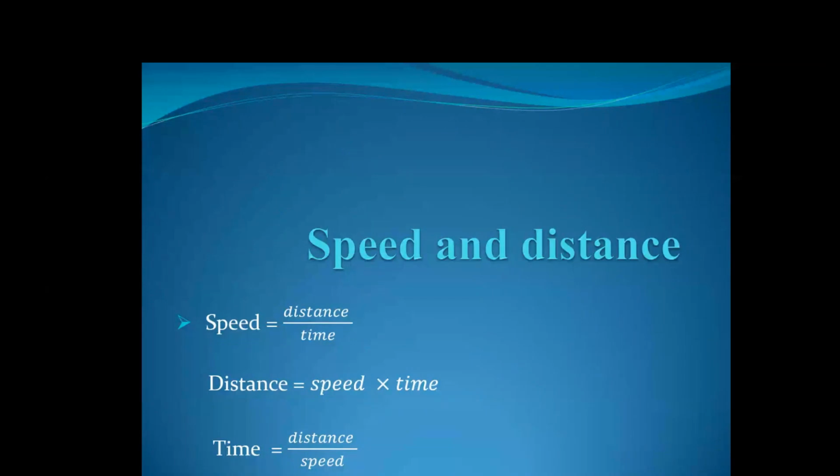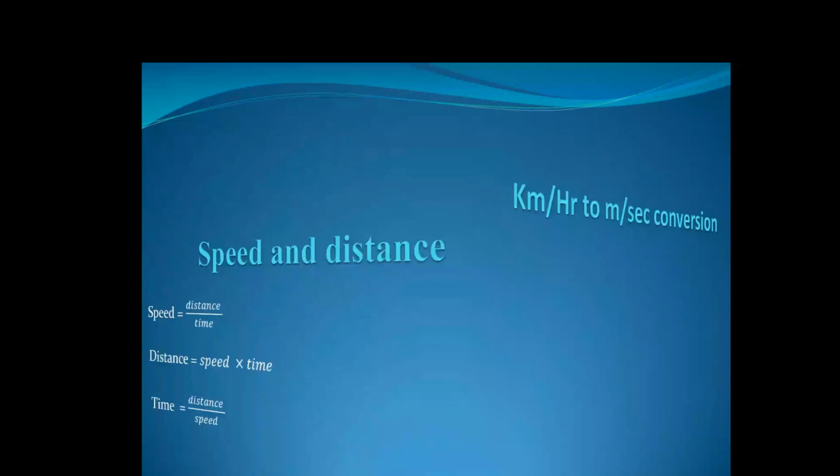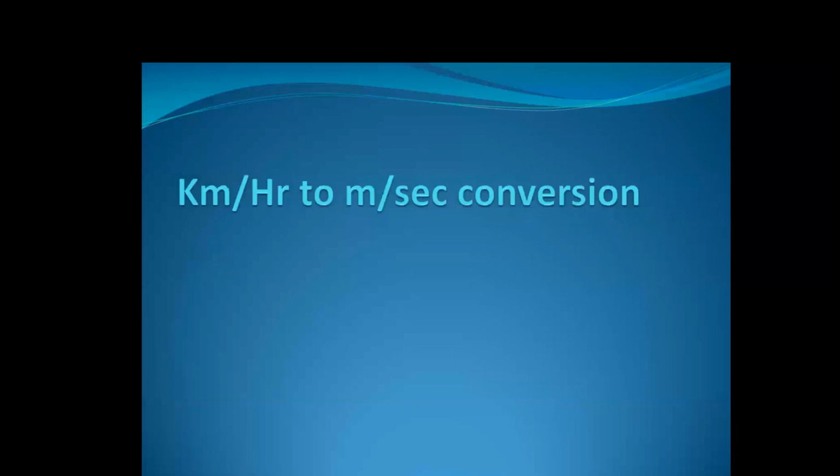Then we have to calculate how to convert kilometer per hour to meter per second, and then meter per second to kilometer per hour. For example, to convert x kilometer per hour into meter per second, I have to multiply the answer with 5 by 18. Similarly, to convert from meter per second to kilometer per hour, multiply the answer with 18 by 5. This is the important thing.